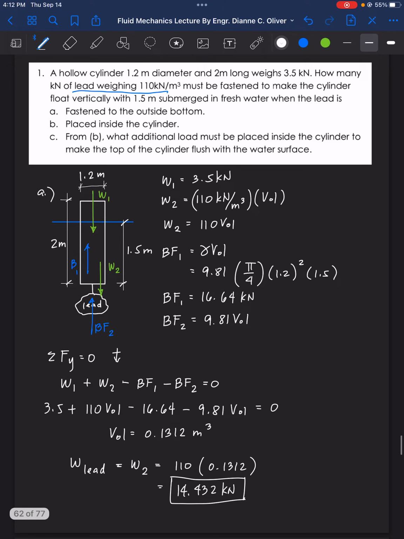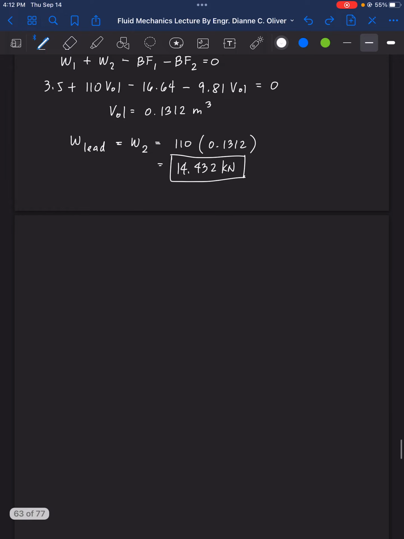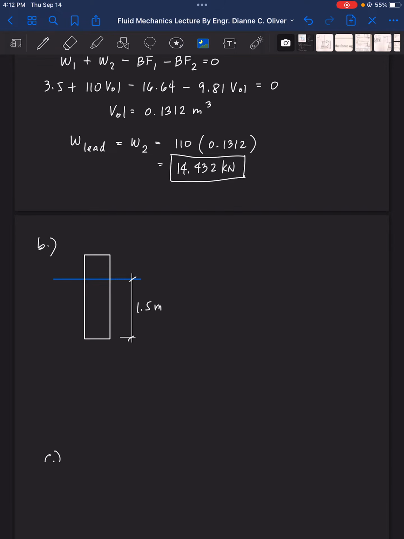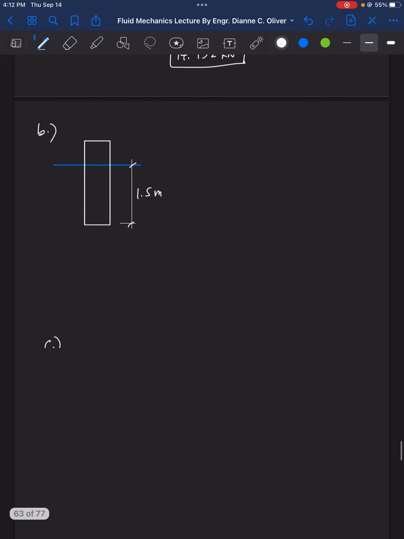Now for letter B, the condition here is, what should be the weight of the lead in order to have it floating vertically with 1.5 meters submerged, and the lead is inside the container. So inside the container. So for letter B, here we have the cylinder again. This is the height of the cylinder, 2 meters. And the lead is inside. So the lead with unknown volume and shape. So this is now the lead.